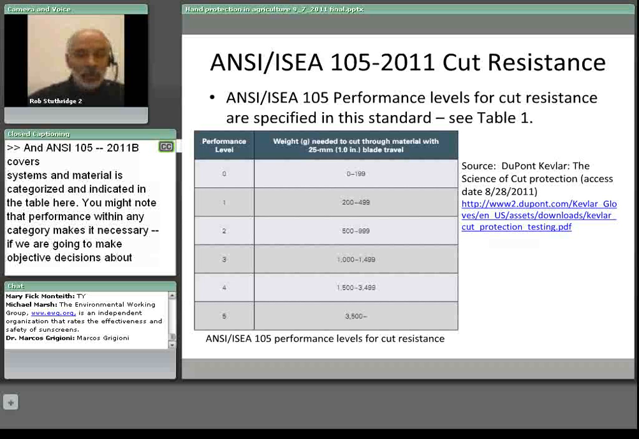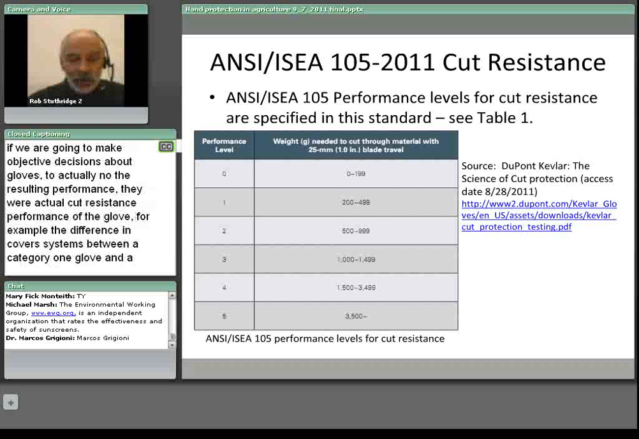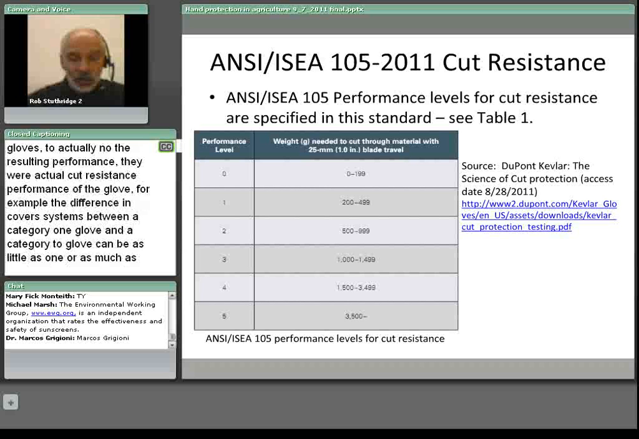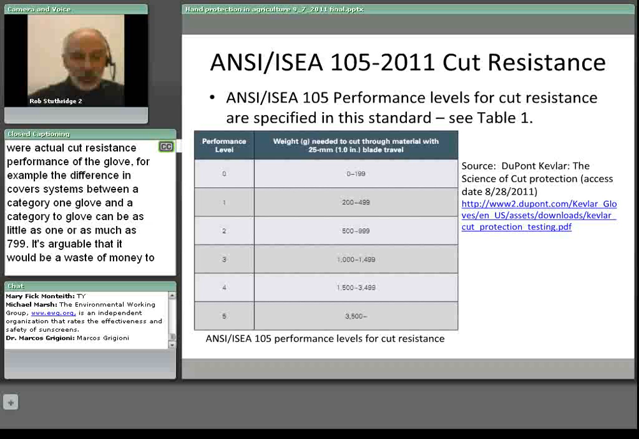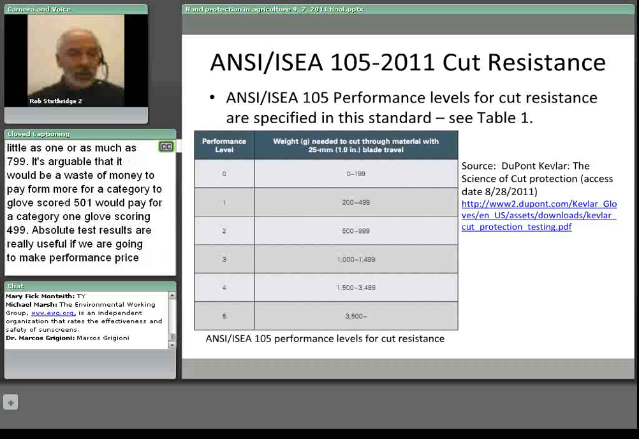Because, for example, the difference in cut resistance between a Category 1 glove and a Category 2 glove can be as little as 1 or as much as 799. It's arguable that it would be a waste of money to pay more for a Category 2 glove scoring 500 than one would pay for a Category 1 glove scoring 499. So absolute test results are really useful if we're going to make performance-price comparisons between cut resistance gloves. Unfortunately, the actual test results aren't always available, I've found, even in the technical literature.